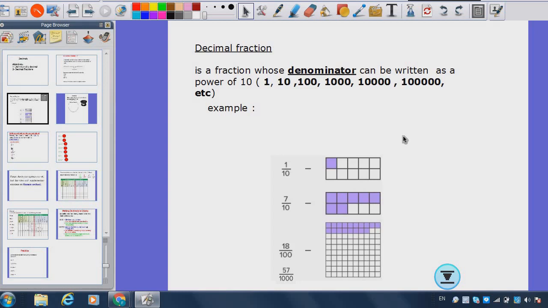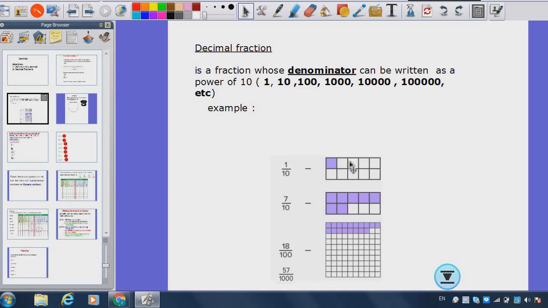A decimal fraction is any fraction whose denominator can be written as a power of 10. Pay attention, whose denominator can be written as a power of 10. What do we mean by power of 10? Powers of 10 are the numbers in the list here: 1, 10, 100, 1000, 100,000, 1,000,000. All these numbers are called power of 10 numbers.